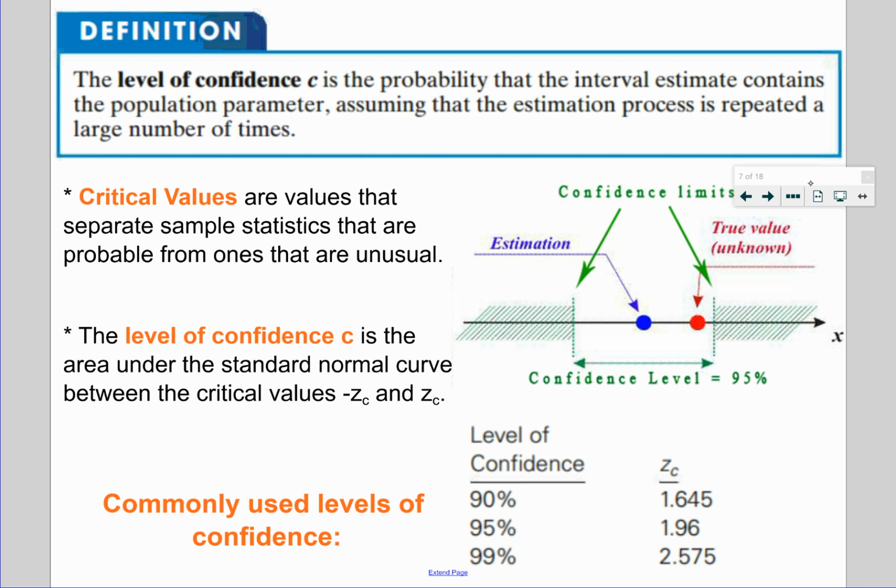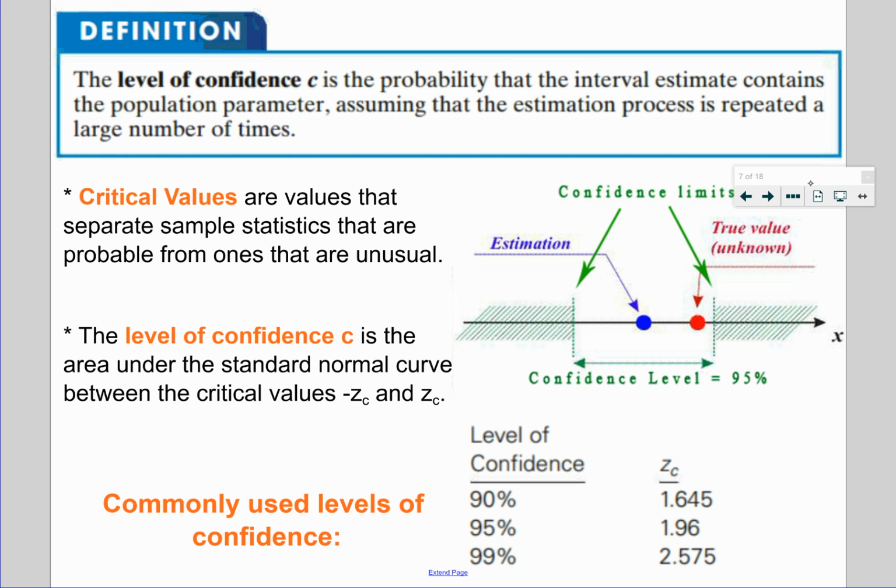A level of confidence is the probability that that interval estimate we can create contains the population parameter. So just because we create this interval doesn't guarantee that the mean of my population will actually be located in that interval. The level of confidence is going to be the probability that that mean is located in that interval. So some definitions that go along with that.